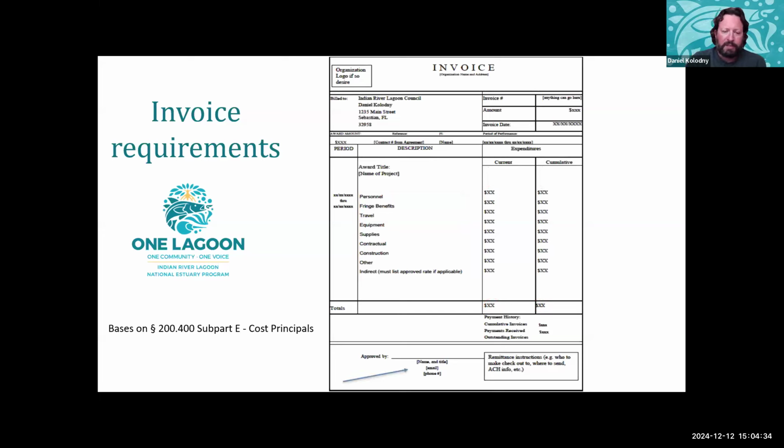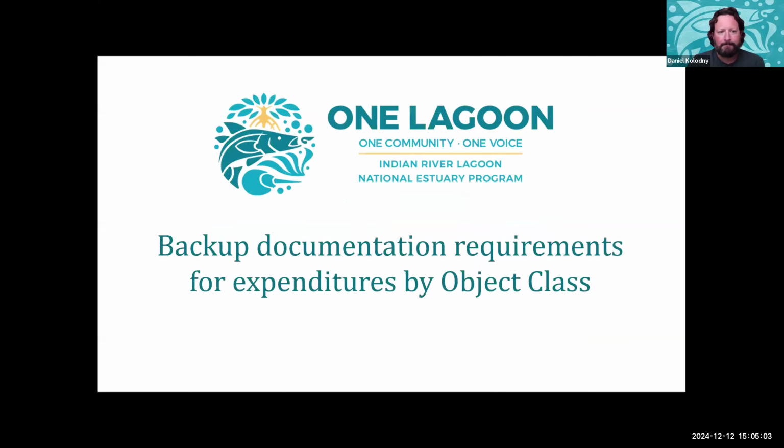Next, you just want to have it signed by an authorized person from the organization, and also have instructions on how you'd like your payment received. Is it going to be a check or an ACH? That should include the bank info, any address for a check, and who it's made out to. All that should be included as well. And all this is based on Chapter 200, Section 200.400, Subpart E on cost principles.